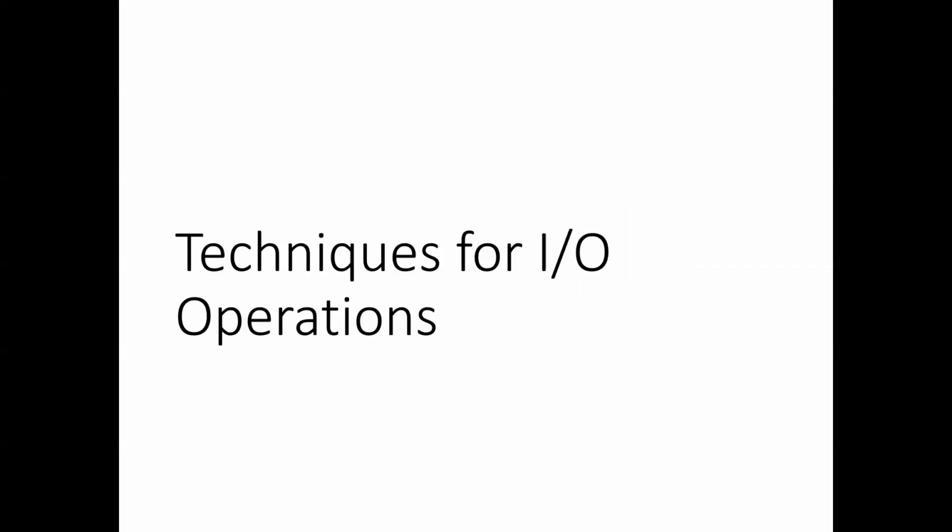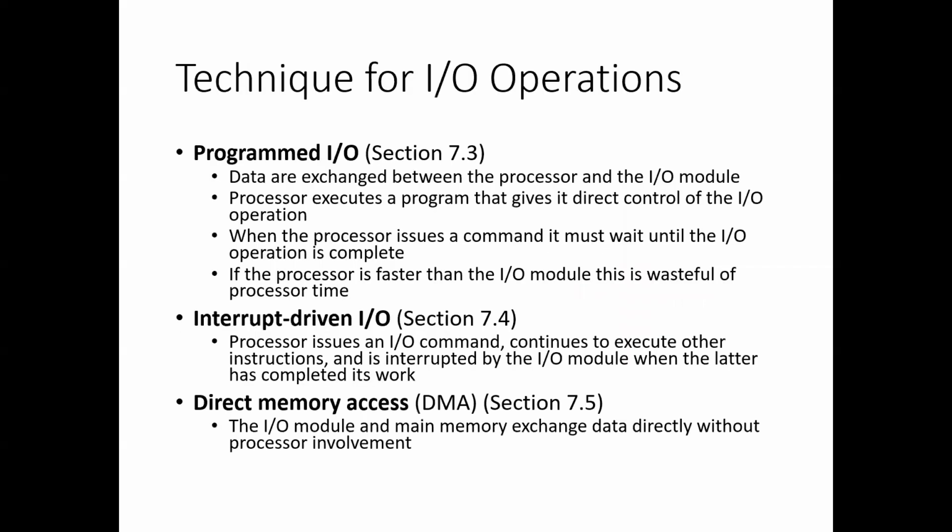So there are three different techniques for I/O operations, and one of these is programmed I/O. We're going to see that in section 7.3. Here, the data are exchanged between the processor and the I/O module. The processor executes a program that gives it direct control of the I/O operation. When the processor issues a command, it needs to wait until the I/O operation is complete. Sometimes that can be a while. If the processor is faster than the I/O module, then that is wasteful of processor time, but again, this is a fairly simple technique.